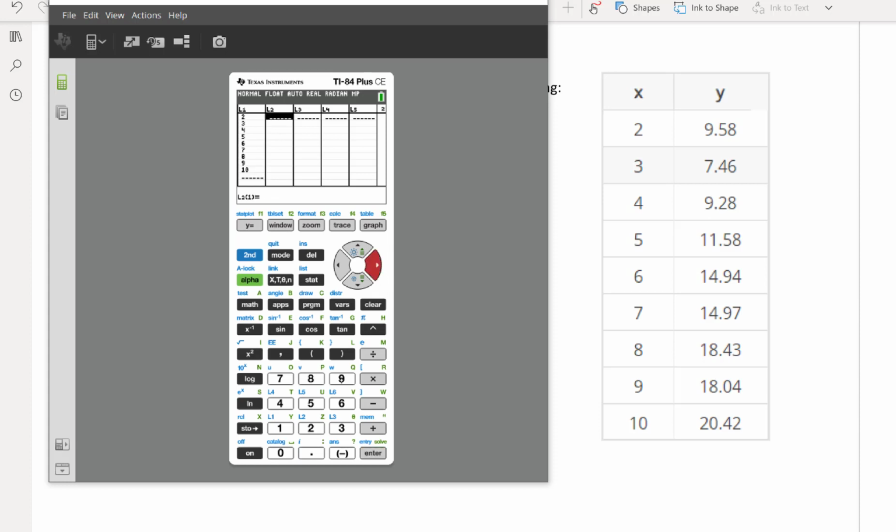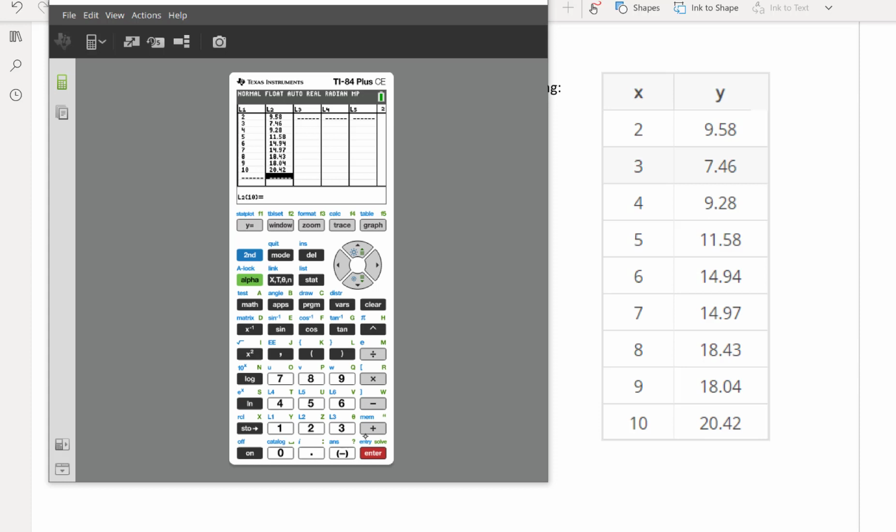Now for my y values, I have a 9.58. I also have a 7.46 and a 9.28 and 11.58, 14.94, 14.97, 18.43, 18.04, and 20.42.